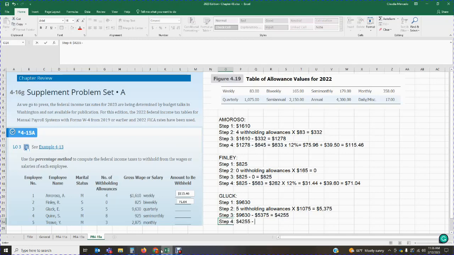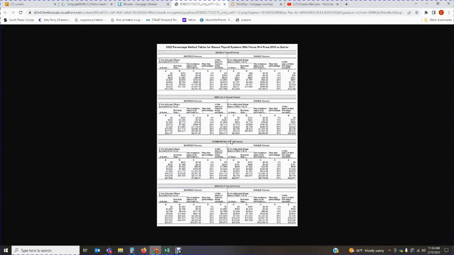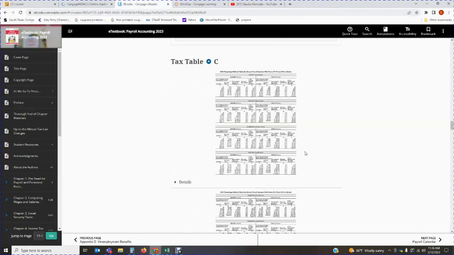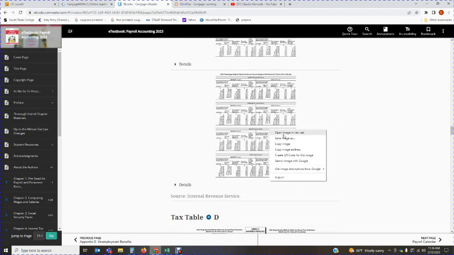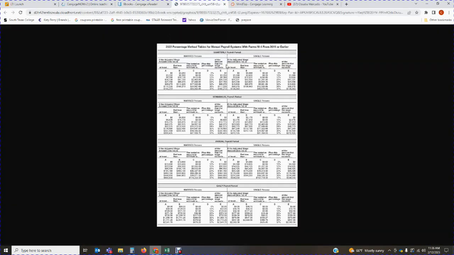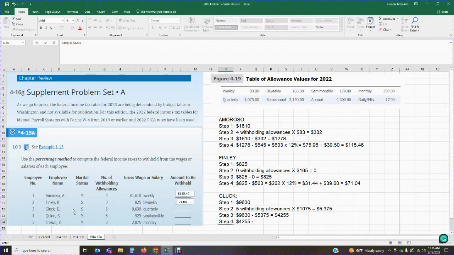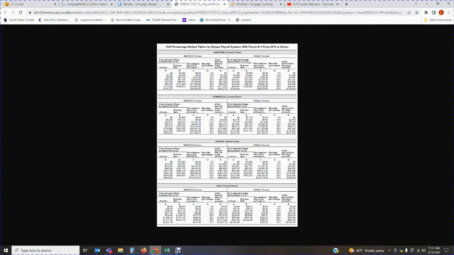Then we're going to look at our table. Gluck is single and has 5 allowances, so we're going to look at quarterly. Let me open it up. Okay, so we've got the quarterly payroll. This person is single. Gluck is single and gets paid quarterly, and the amount that we're looking for is $42.55 on the single section.